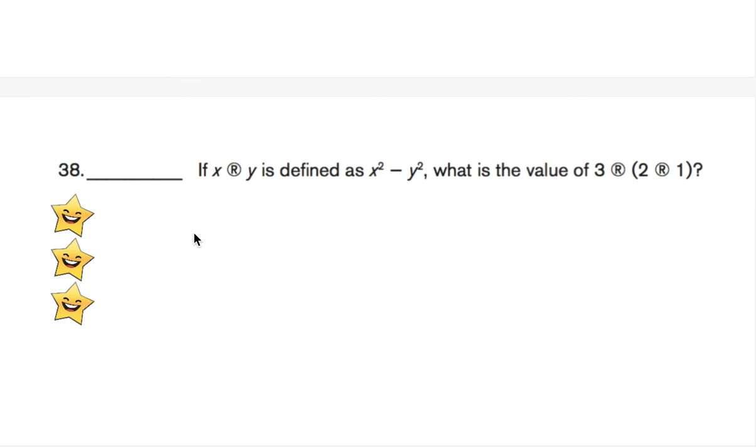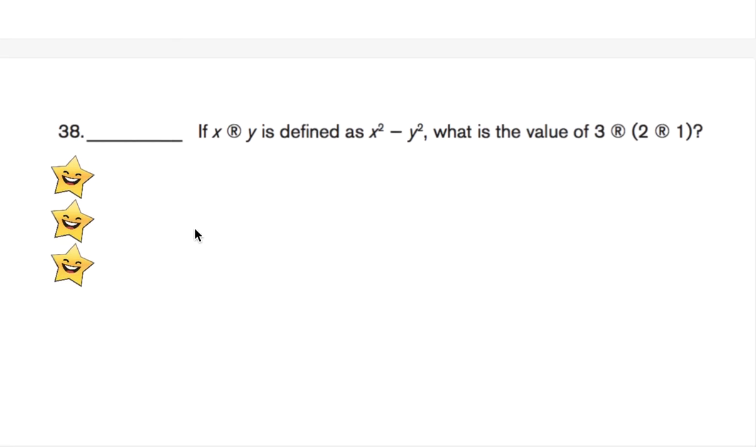All right, number 38. If x r y is defined as x squared minus y squared, what is the value of 3r(2r1)? So this is a function problem, and the notation can look tricky, but it's actually really straightforward because we just are going to plug these values into this function. So here's the function. It says x r y is defined as x squared minus y squared, which means take what's to the left of the r, plug it into the x slot, take what's to the right of r, and plug it into the y slot.